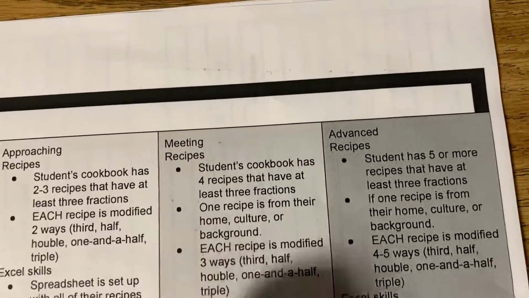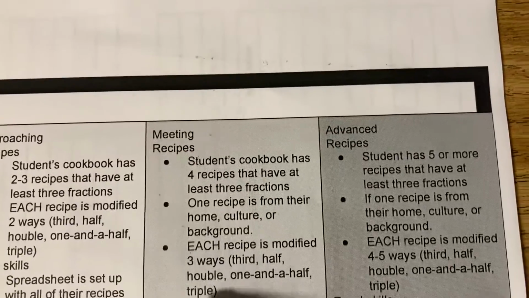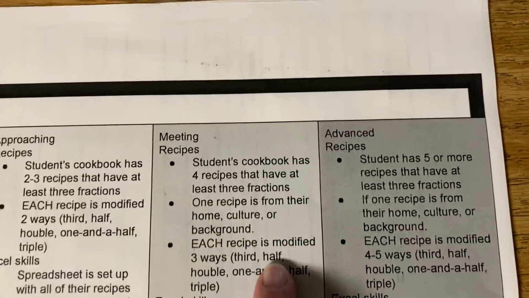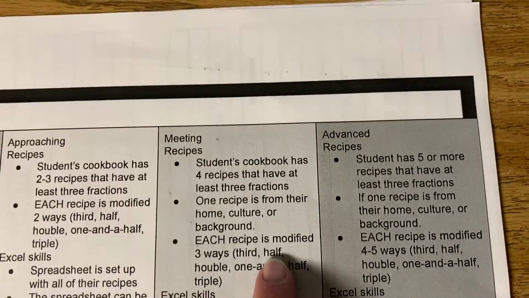And then each recipe will need to be modified in 3 ways. So someone can pick up your recipe and already know the ingredients if you want to triple it, or if you want to cut it in half, depending on how many people you're going to have over for that dinner or that breakfast or whatever it is that you're cooking.